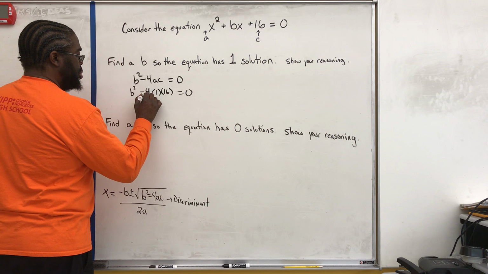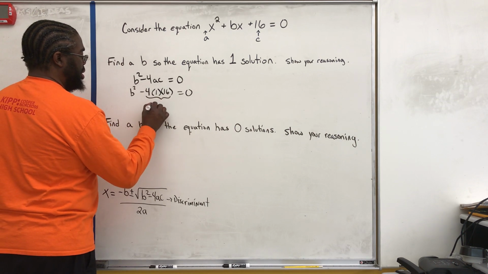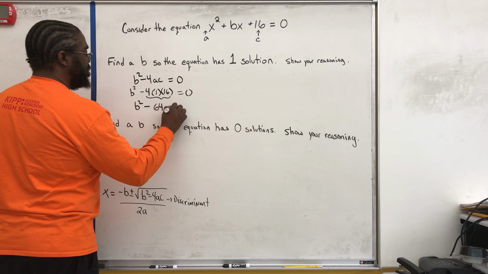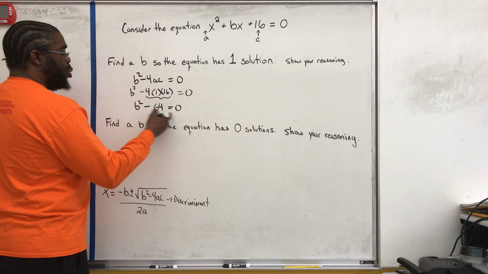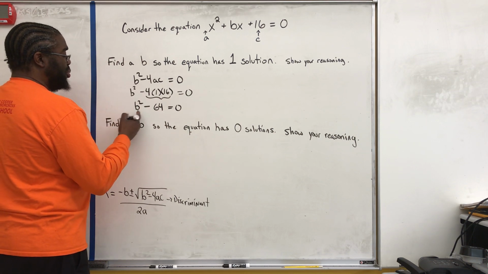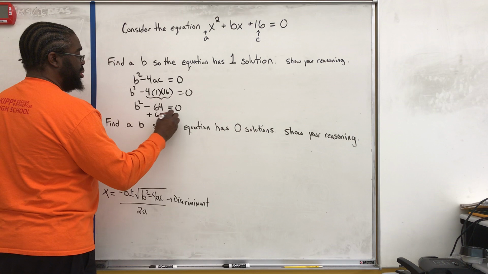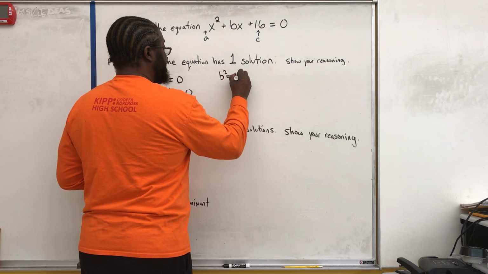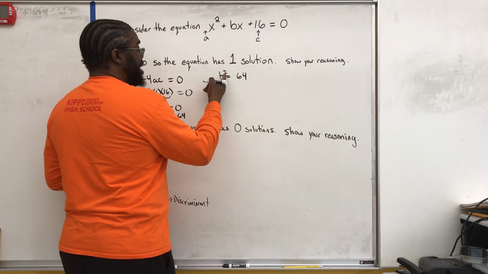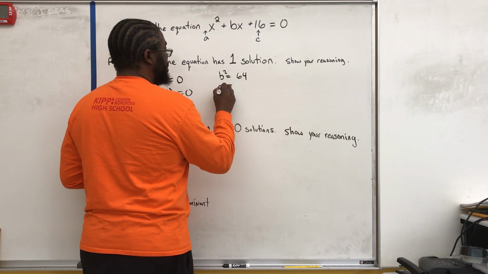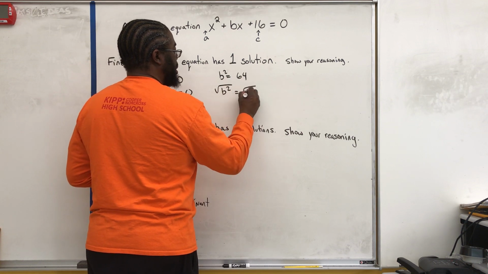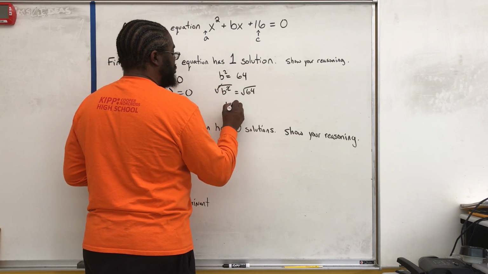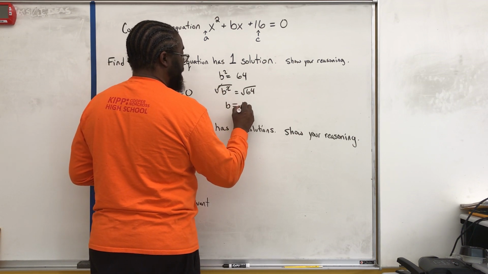Well, this part I can do. 4 times 16 is 64. So this is b squared minus 64. That equals 0. And this is an equation that I can solve. I only have one variable, so get it by itself. I now have b squared equals 64. To eliminate a square, I square root. Square and square root cancel out. I'm now left with b equals positive or negative 8.